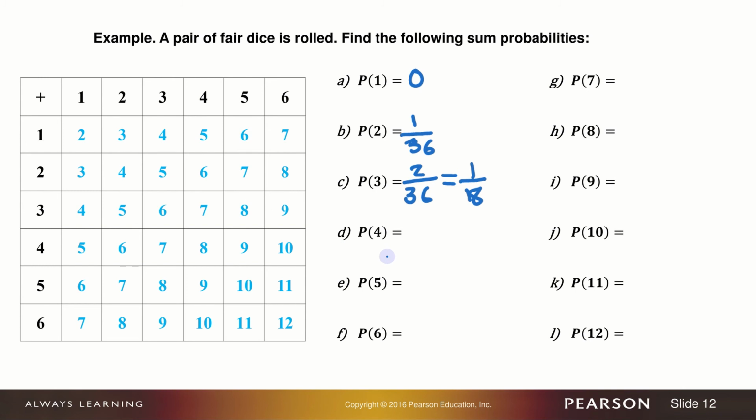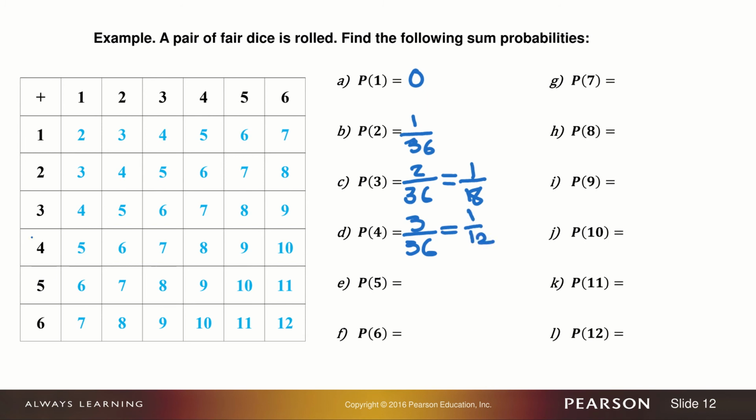What about the probability of getting a 4? Notice there are 3 ways of getting a 4. 1 here, 3 there, 2, and 3 here, 1 there. Okay, so 3 over 36, that'll be 1 over 12.